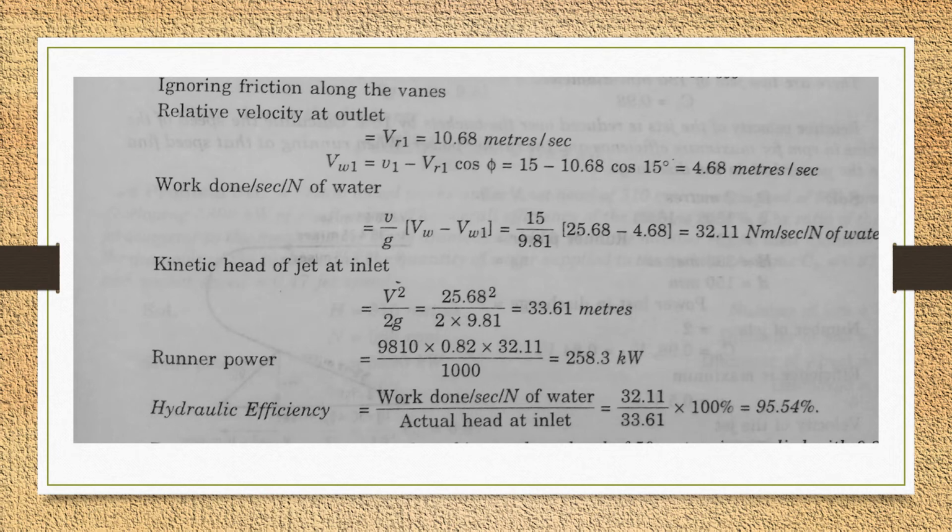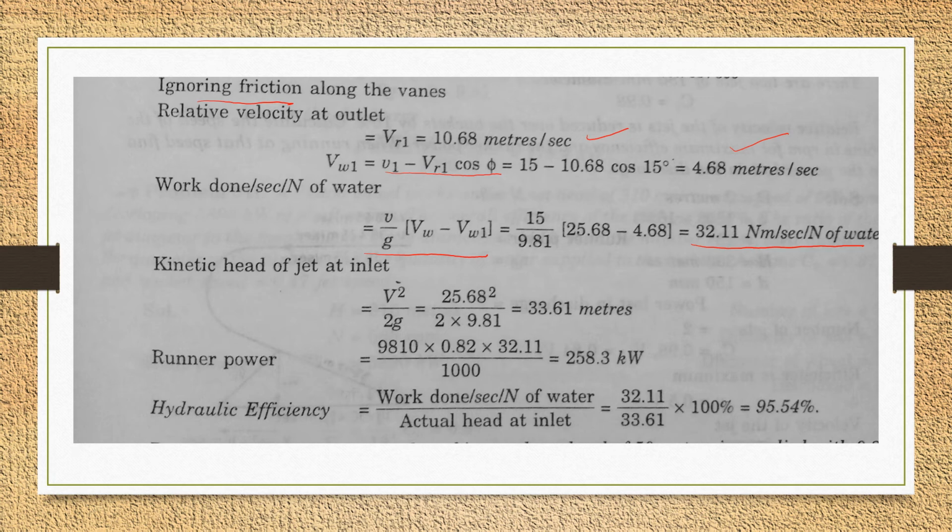The relative velocity at the inlet is the same as the relative velocity at the outlet if friction is neglected, so we get 10.68 meters per second. The velocity of whirl at the outlet is V1 minus Vr1 cos phi, which we find as 4.68 meters per second. The work done per second per Newton of water is V by g into Vw minus Vw1. Substituting all the values, we get 32.11 Newton meter per second per Newton of water.